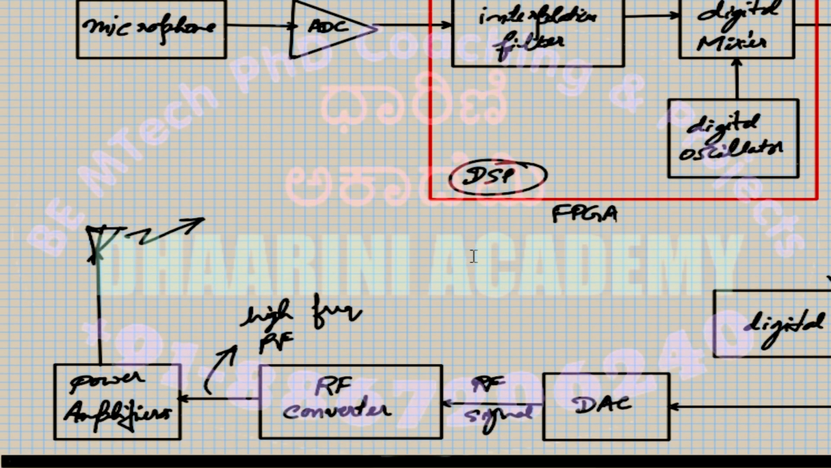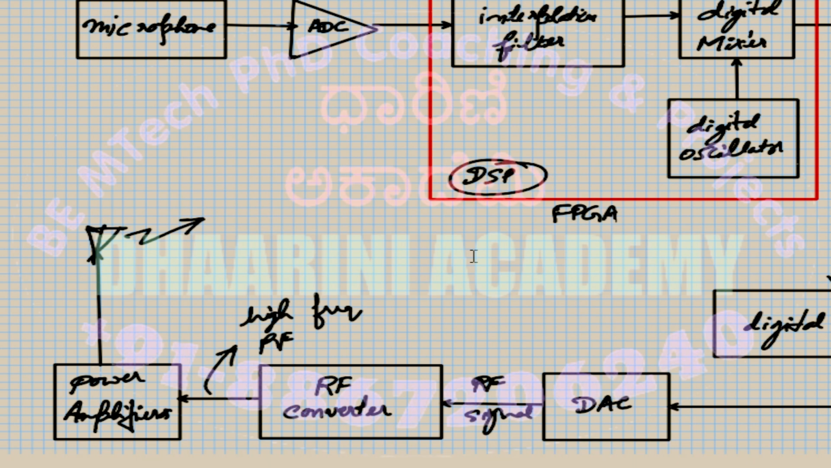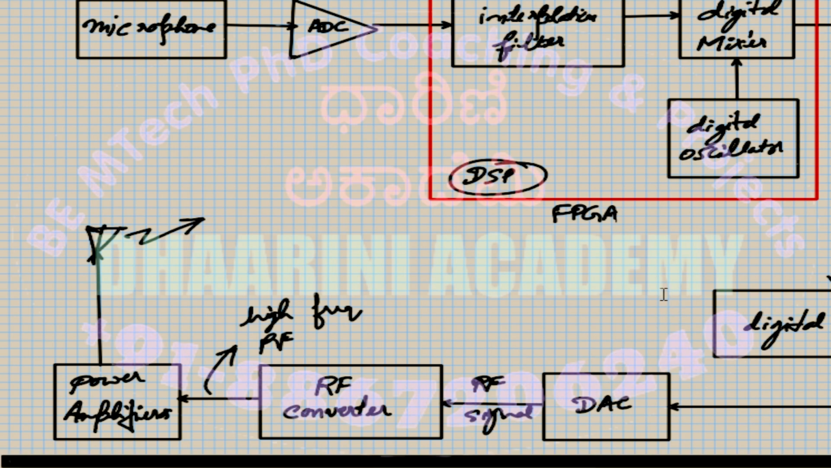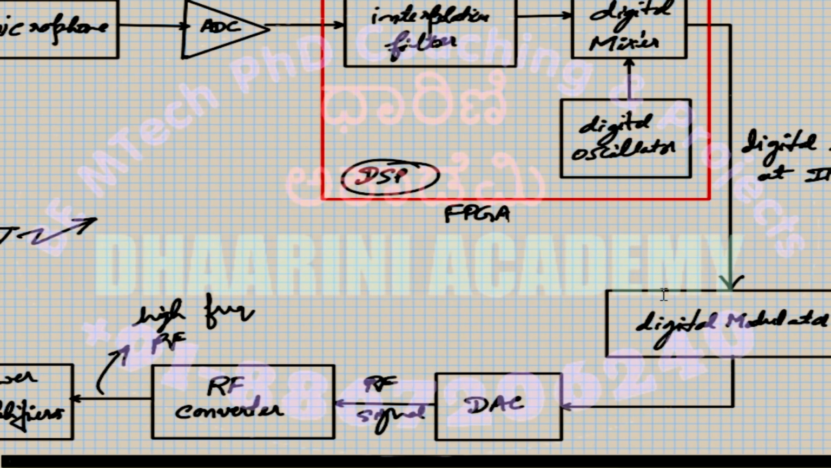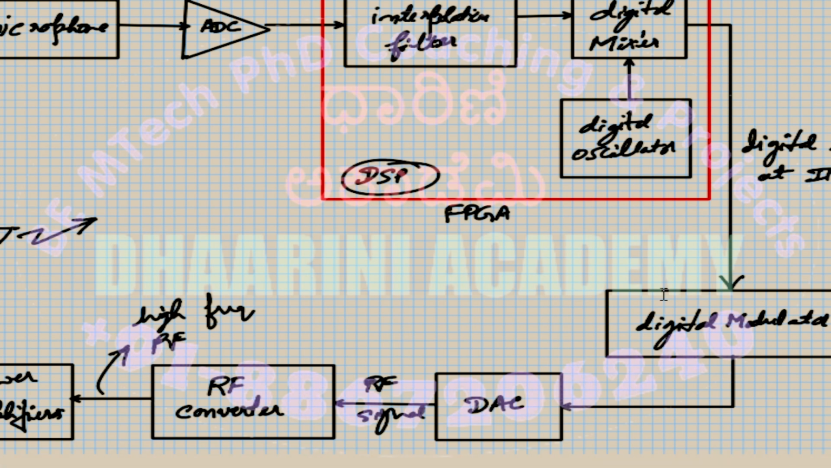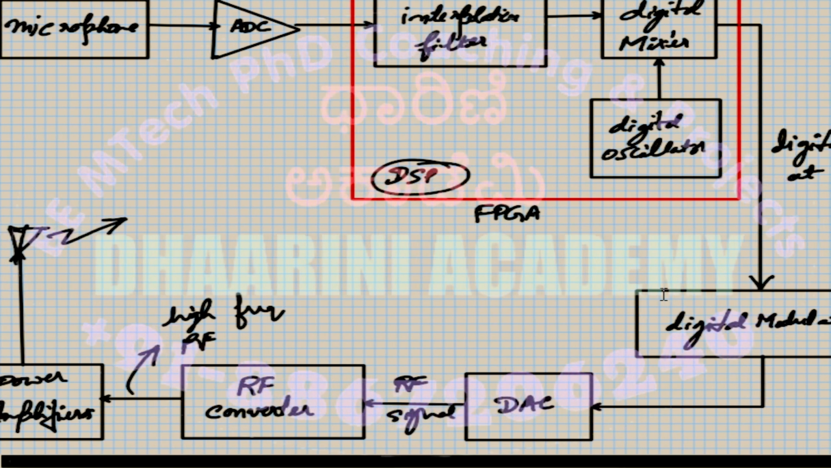Okay, and another version is there where you can use analog modulation first and later convert into digital. That's also there, right? So instead of directly converting analog to digital first and then using a digital modulator, you can definitely modulate first in analog, then you convert into digital. Yes, sure, sure.